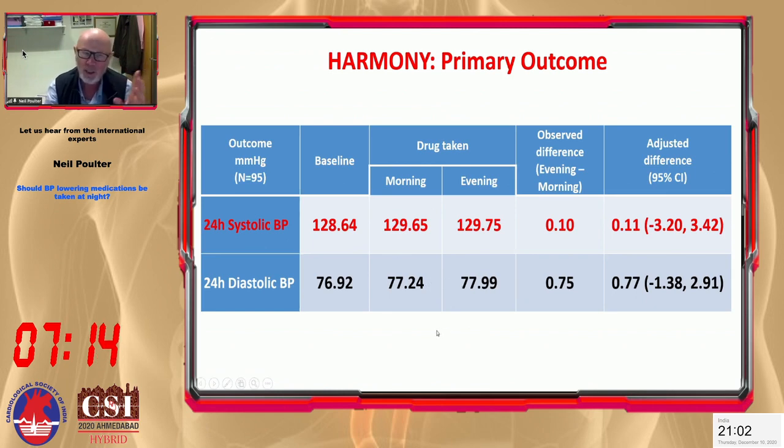So at least in terms of the blood pressures recorded over 24 hours, there was no advantage in taking your tablets at day or night. That could reflect that in the places where this was done, London and Greece, maybe people were using 24-hour blood pressure drugs that lowered the blood pressure for 24 hours. But whatever, there was no advantage in when you took the tablets.